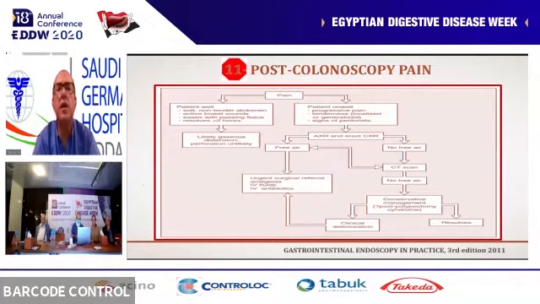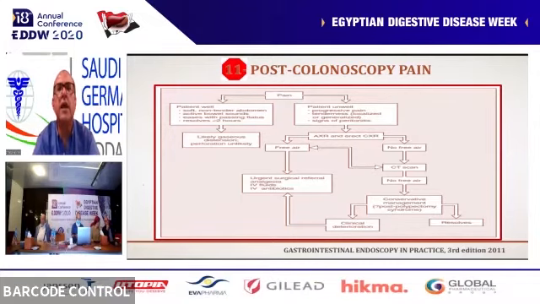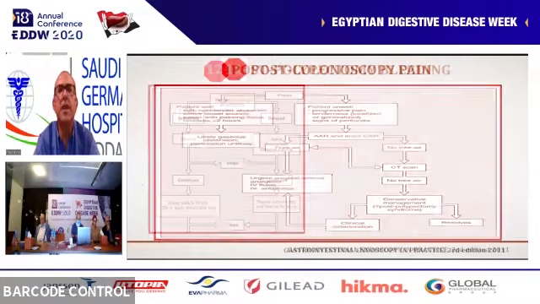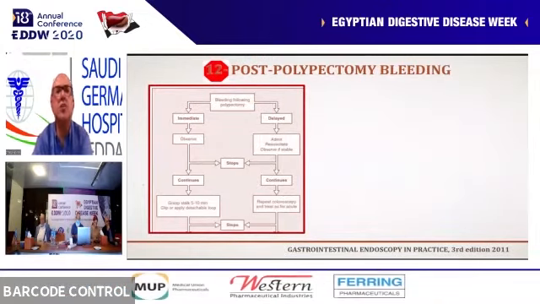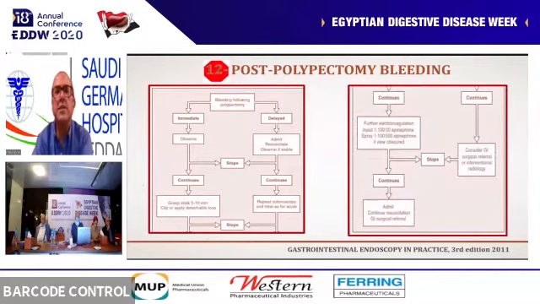If there is no air and the patient is still in pain, you should go for a CT scan. And if a free air is proved, it can be managed conservatively, or you send the patient to surgery if you are not able to do it endoscopically. Lastly, post-colonoscopy bleeding is a major issue, and it will be discussed in the next presentation.